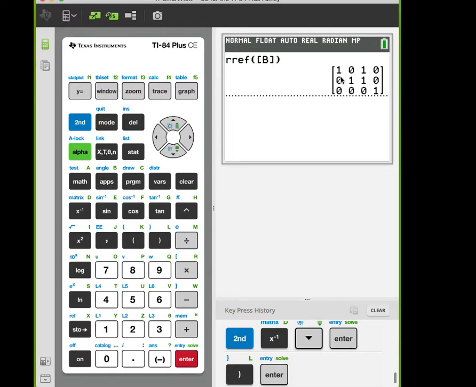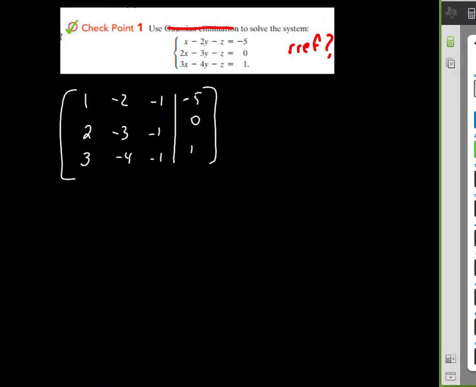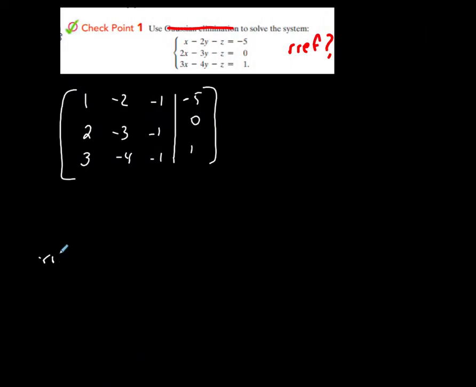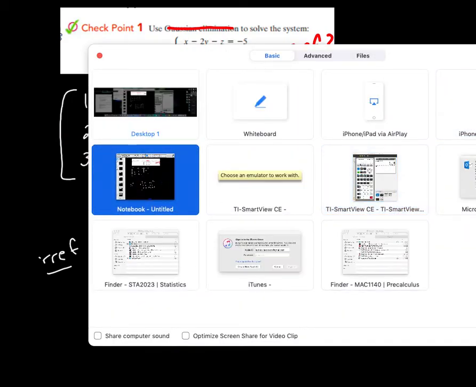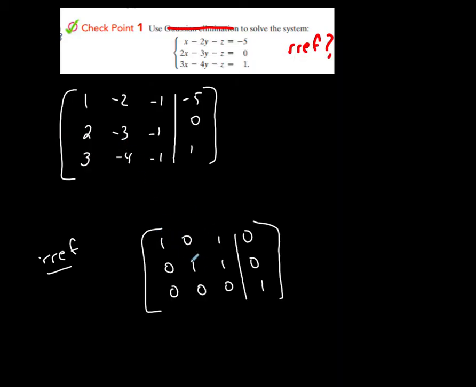This is a very interesting matrix that just appeared. Let me copy it down. Reduced row echelon form was 1, 0, 1, 0 across the top. 0, 1, 1, 0. 0, 0, 0, 1. Does that look like reduced row echelon form? No. I would say no. And I would say the reason is because reduced row echelon form should have 1s down the diagonal, 0s in the lower triangle, and 0s in the upper triangle. But what do you notice?